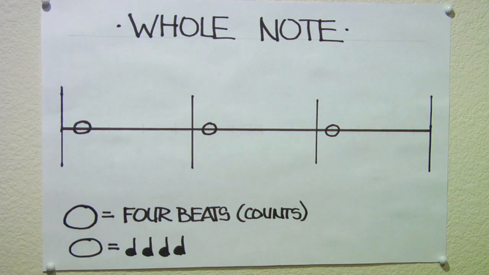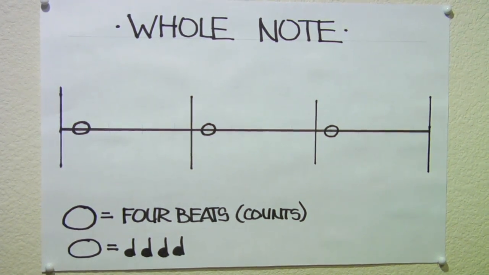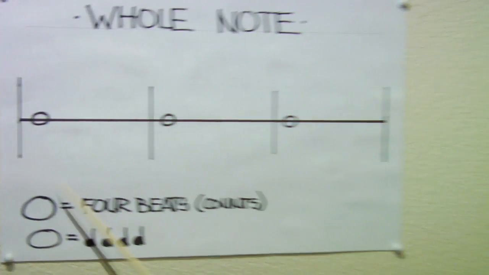Okay, I'll do that again for you. We're counting, dot, dot, dot, dot. 4 beats, the whole note gets 4 beats. It lasts throughout the total duration of a 4/4 measure, okay? And that is our whole note.